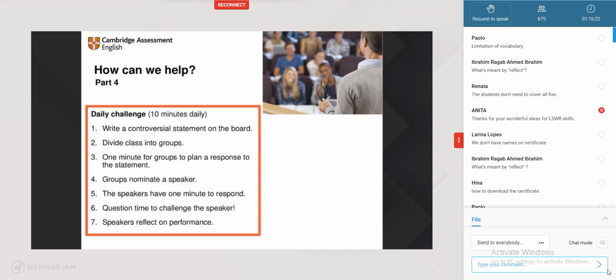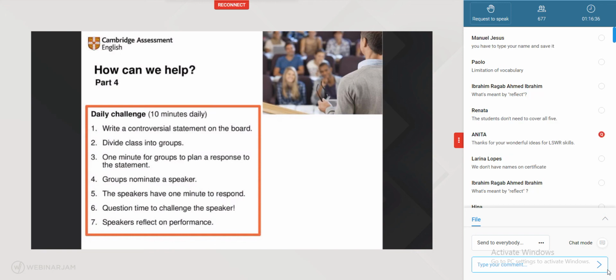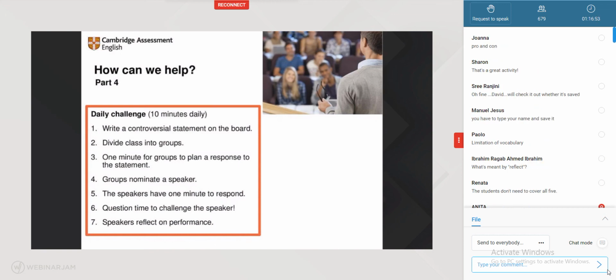A minute for each group to plan a response to the statement, then nominate a speaker. Each speaker has a minute to respond. I think it might probably be easier to manage something like this online, having sort of online debates, especially if you as teachers have control of the microphone. And then at the end, a sort of open question time, challenge the speaker, and again, reflect on performance. And if your students are happy to record, you can then get a lot of listening practice out of it, applying the criteria to what has happened.